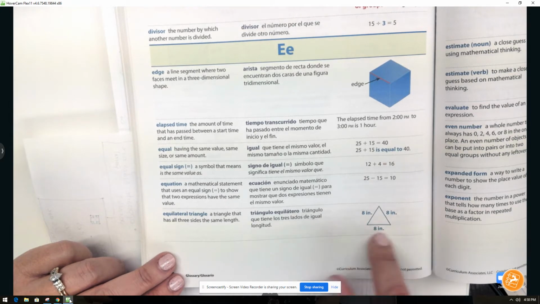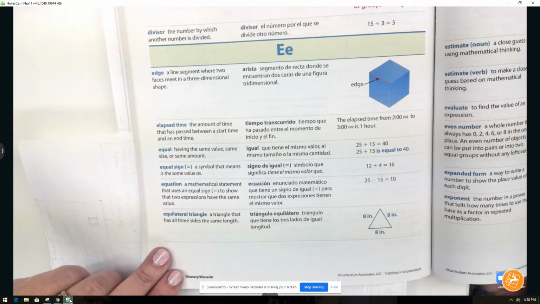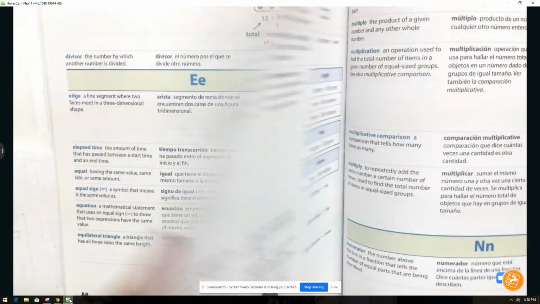And then here's an example of an equilateral triangle where all 3 sides are 8 inches. Now let's look at isosceles triangle.